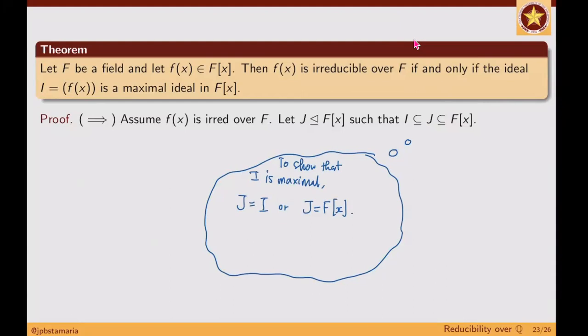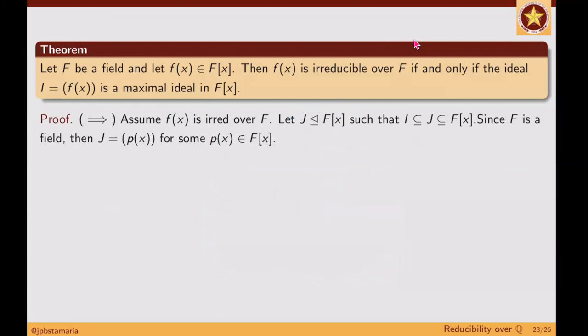Okay. Now, kapag kumuha ako ng ideal ng F square bracket x, now this is from a previous lesson. Sabi natin dati, lahat ng ideals na ito are normally generated by a single polynomial. So kunwari yung J na yan is generated by P of X for some polynomial. Kunwari yan, P of X yung generator ni J.